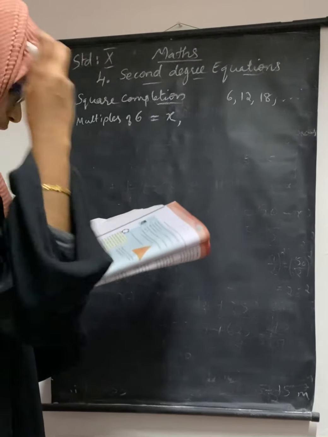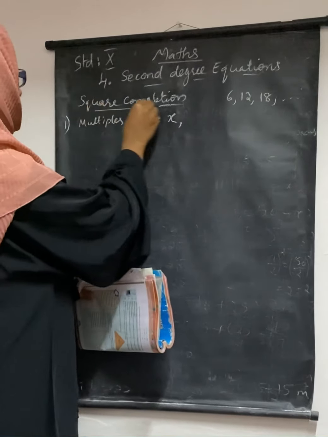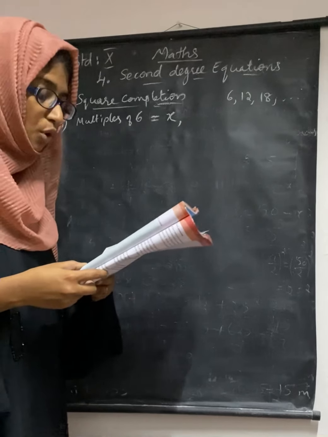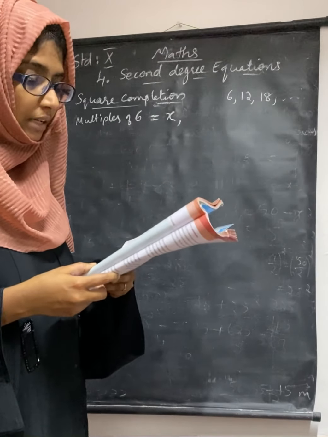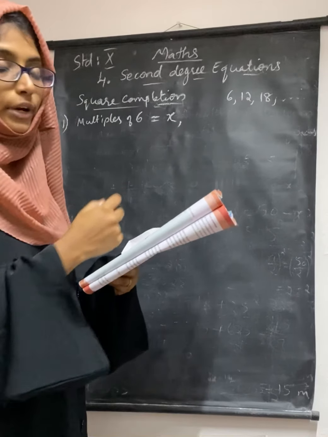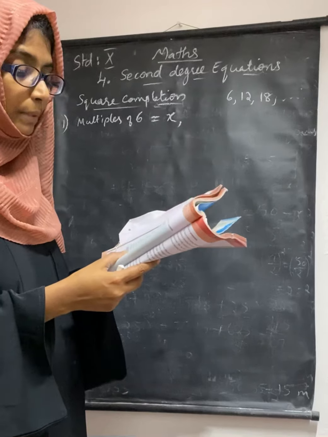Next we'll move on to the problem, page number 86, question number 2. 9 added to the product of two consecutive multiples of 6 gives 729. What are the numbers? So here 9 is added to the product. Product means multiplication of two consecutive multiples of 6.